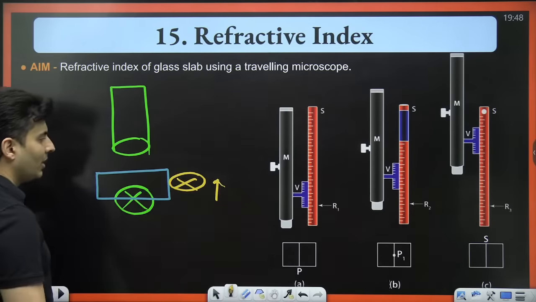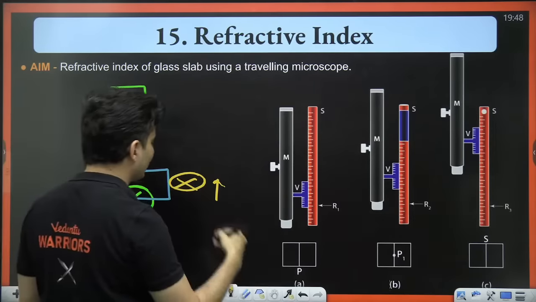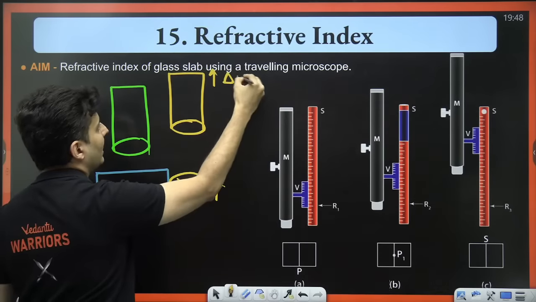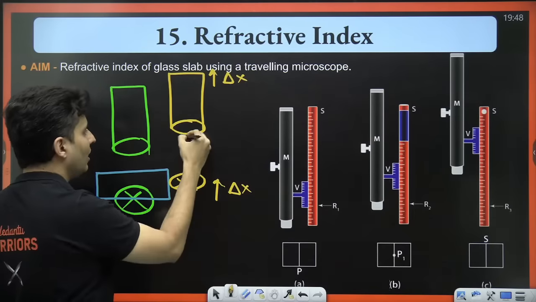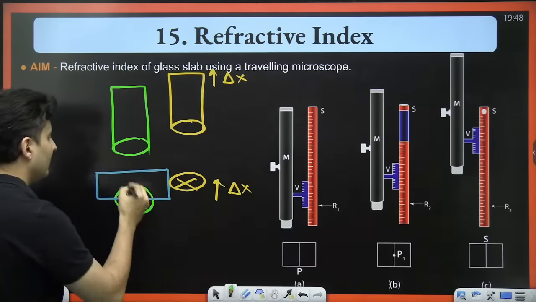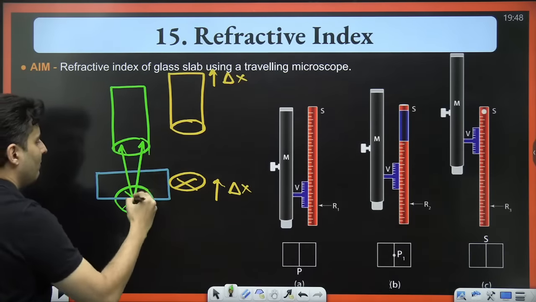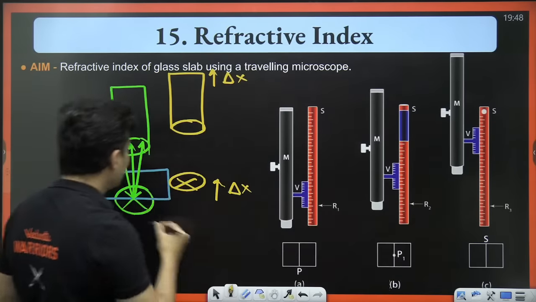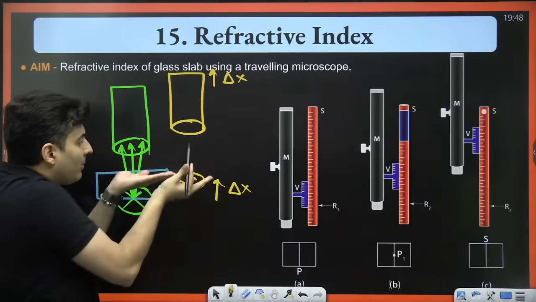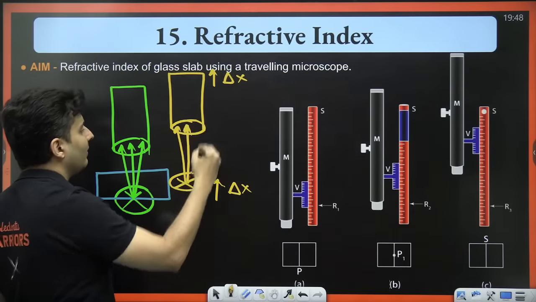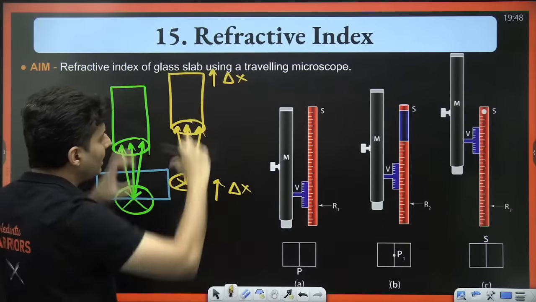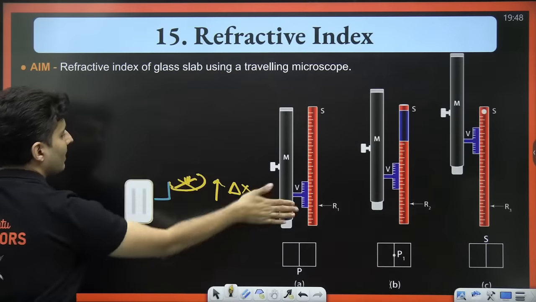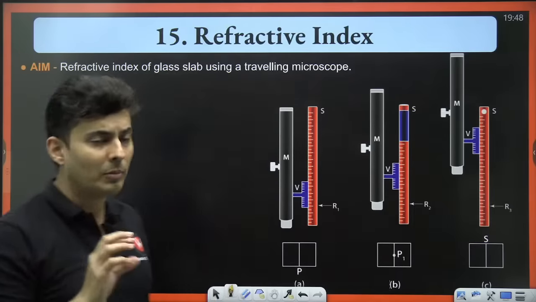It will shift by some amount. Because of which, this microscope which was there, you will have to move it a little bit up, exactly by the amount which it has shifted, to focus it again. Earlier, the microscope was making sure whatever rays come over here, they are focusing at the proper point. But now, if you use a glass slab, then that point will appear at some other place. So to focus it again without disturbing it, you just have to move it a little bit up to accommodate for it. So that's the whole concept of measuring the refractive index of a glass slab using a microscope.